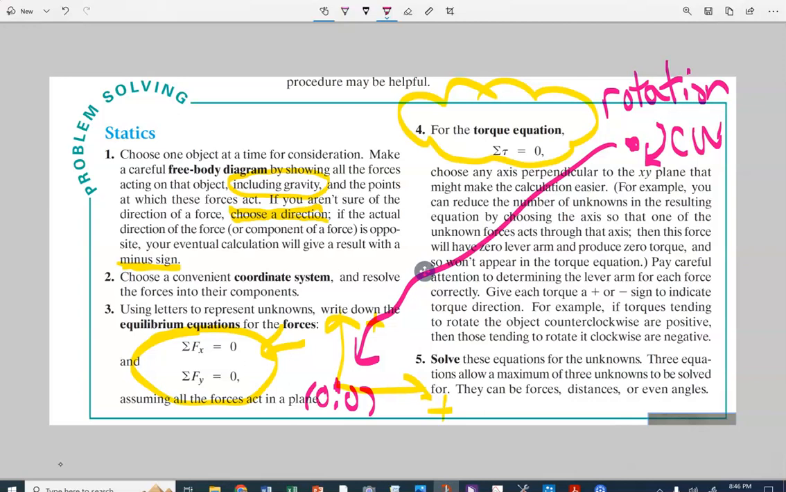The reality is, at no point along this object should the object rotate. So you can select, again, that 0, 0 at any point. The net torque should still be 0. You should have an equation in the x direction, in the y direction, and in rotation. So guess what? You could have up to 3 unknowns. You've got 3 equations, so you should be able to solve for all the forces.